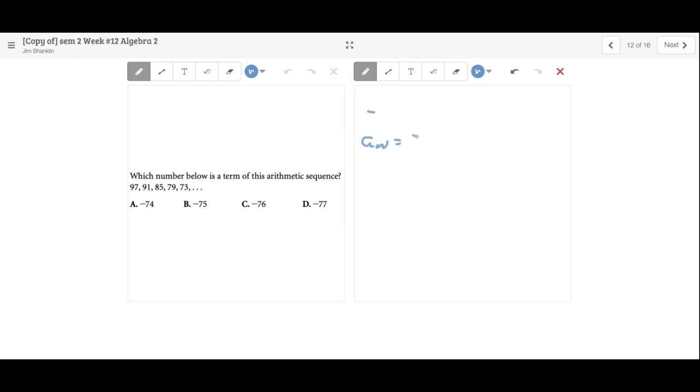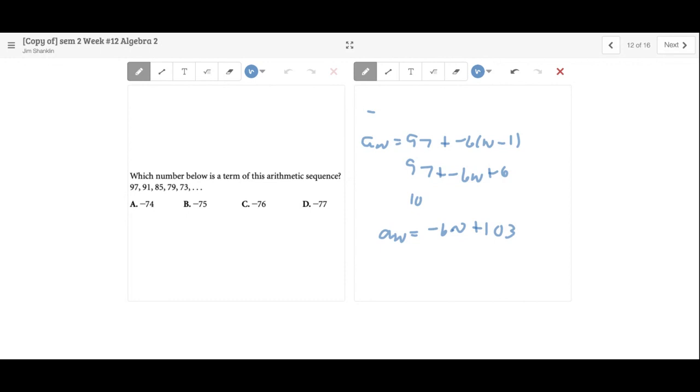So a sub n is equal to 97 plus negative 6 times n minus 1. So 97 plus negative 6n plus 6. So what is this? 103. So a sub n is equal to negative 6n plus 103. Is that right? So that was my thought process.